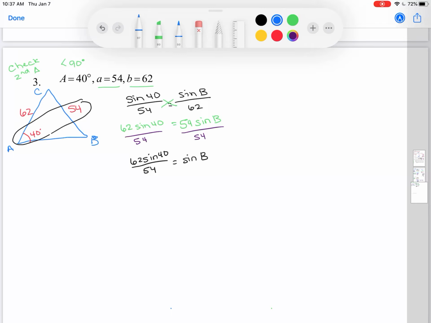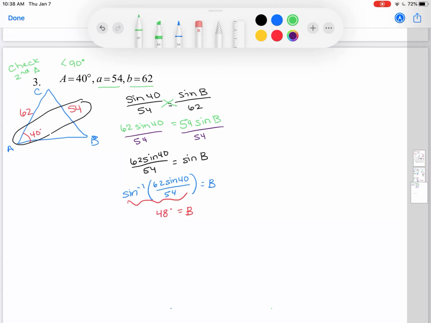Okay, and then again, in order to get B all by itself, we want to do the inverse sine to both sides, which would cancel that sine for me on the right, leaving me with all of this inside those parentheses. All right. Go into the calculator, ask the calculator to do this math for you, and we should get, when we round to the nearest degree again, 48 degrees.